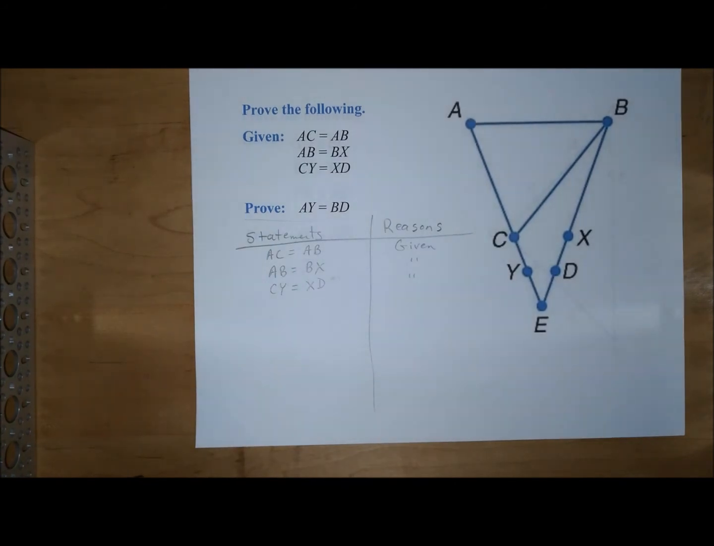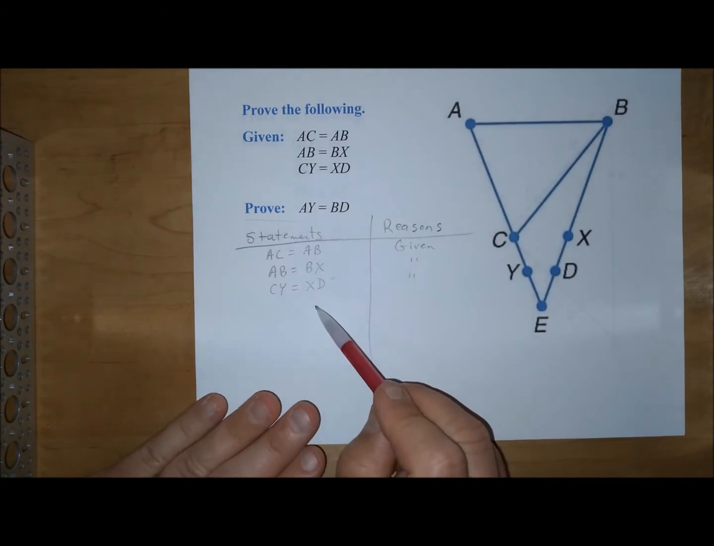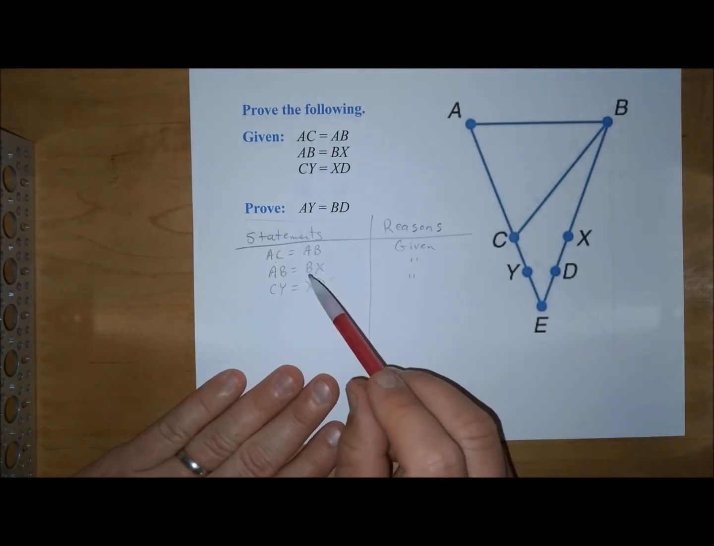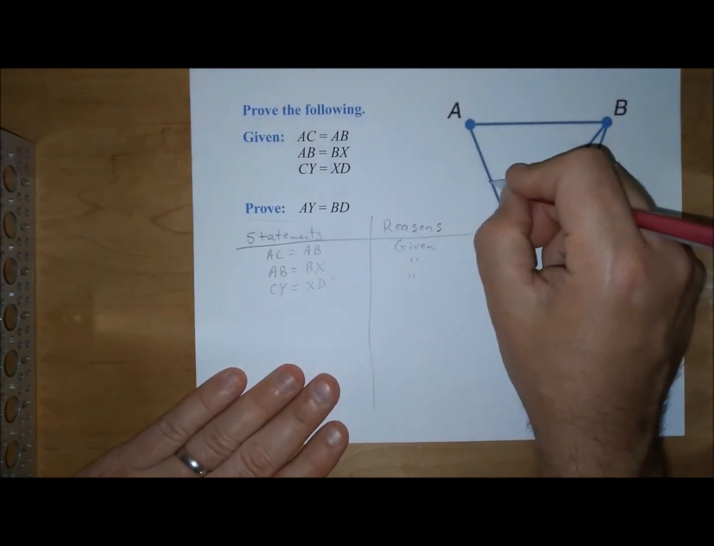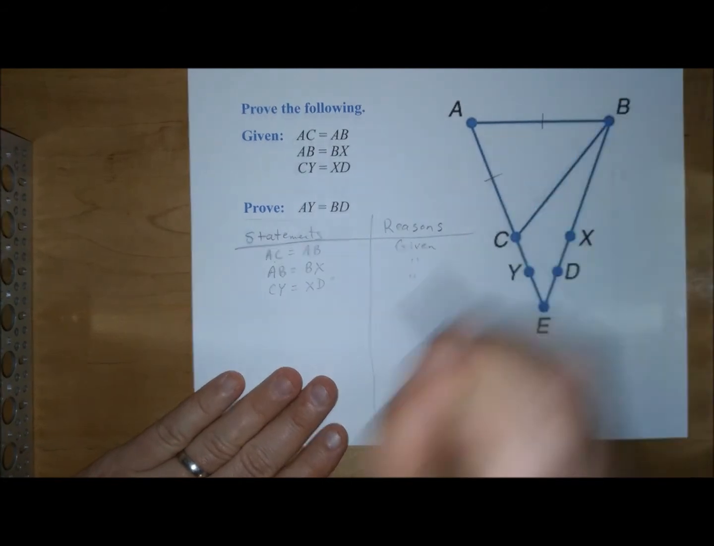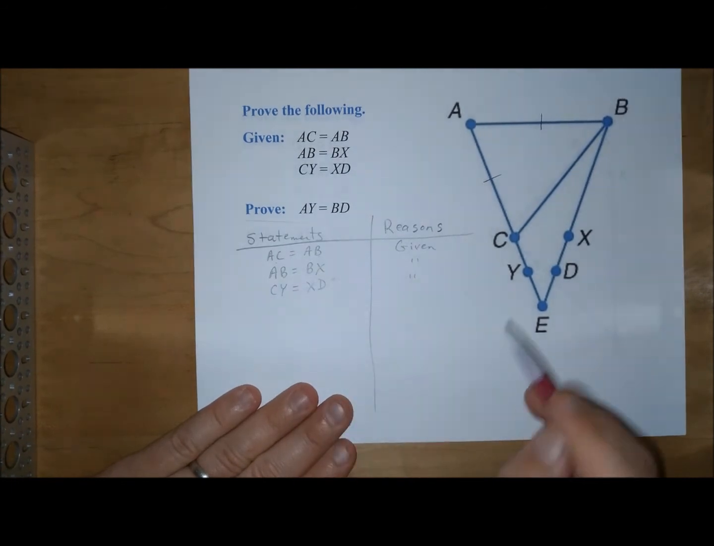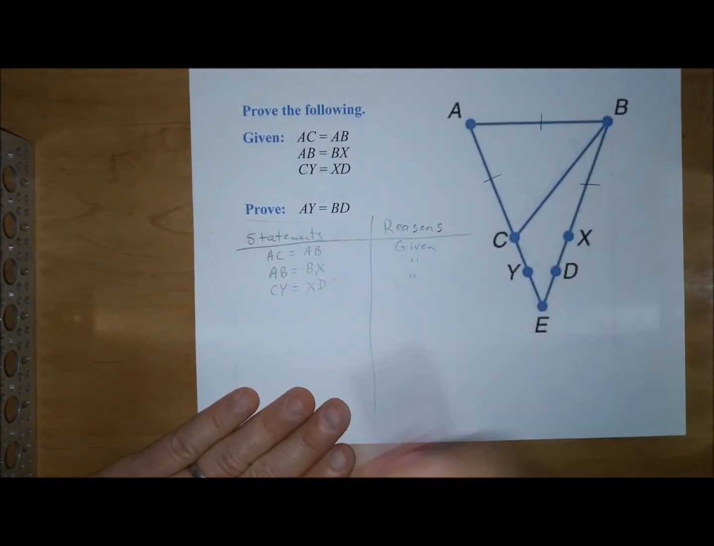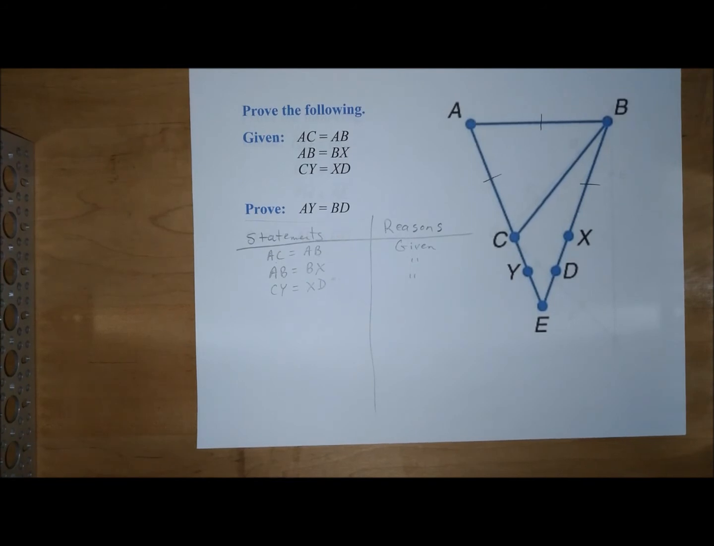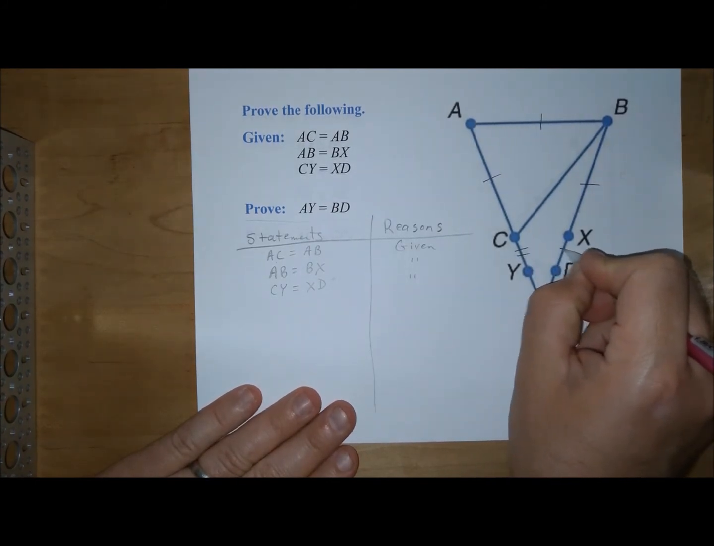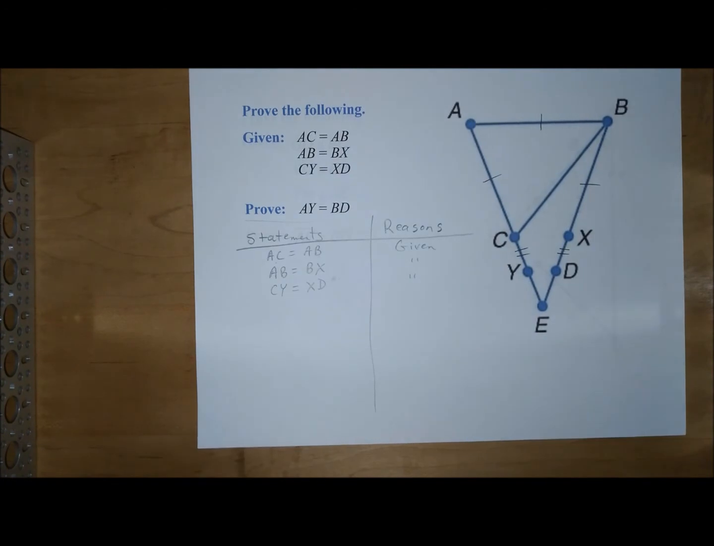Before you jump in and start carving out this proof on your own, make sure all of the given information is marked on the sketch, okay? The fact that AC equals AB tells me that AC is congruent to AB. I can mark that. AB equals BX, that tells me that AB and BX are congruent. I can mark it as such. And they tell me that CY equals XD, so I can conclude that CY is congruent to XD, although it may not be congruent to these other segments that we've already marked.